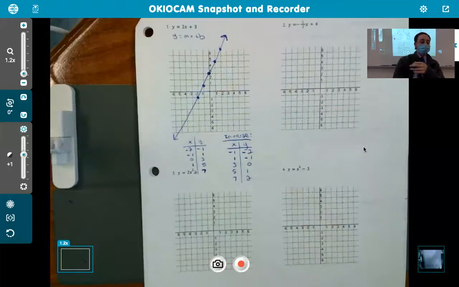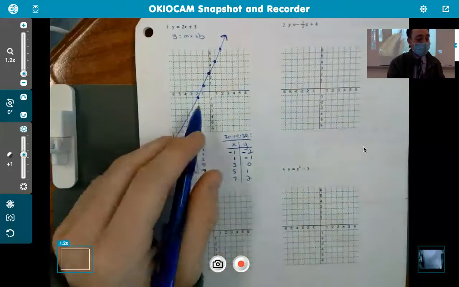Any questions about how I created that table of values? You understand for the inverse, just like when we're solving for a function, we flip our X and Y's and solve. When we're graphing, we do the same thing with those coordinates. Now what I do is go through and actually plot those points.